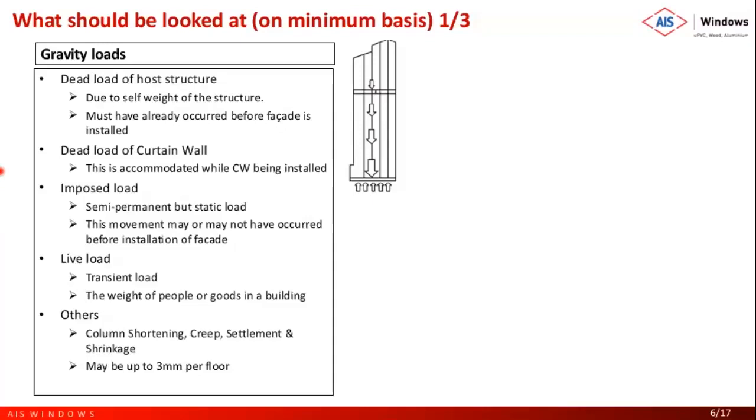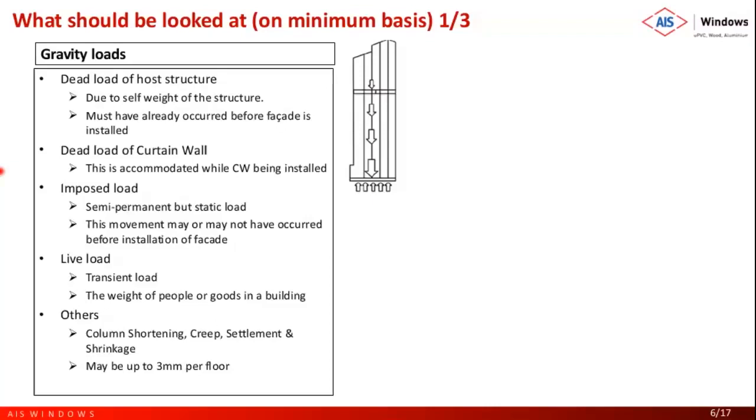The third part of the gravity load is imposed load. These can be semi-permanent in nature. So the temporary partition wall forms a part of imposed load, and this kind of movement may or may not have occurred. When I say may or may not, there are instances when the flooring happens after the facade is installed. So this flooring is a part of imposed load. Now, what kind of flooring, what kind of loads, that will depend on what kind of movement.